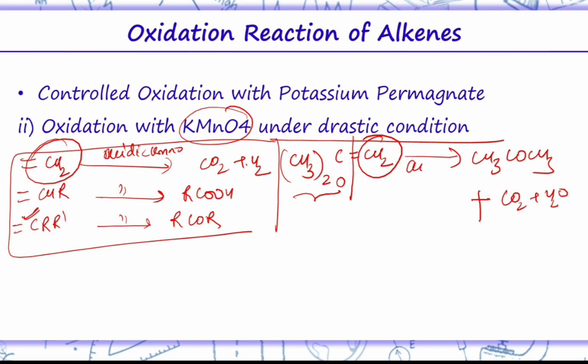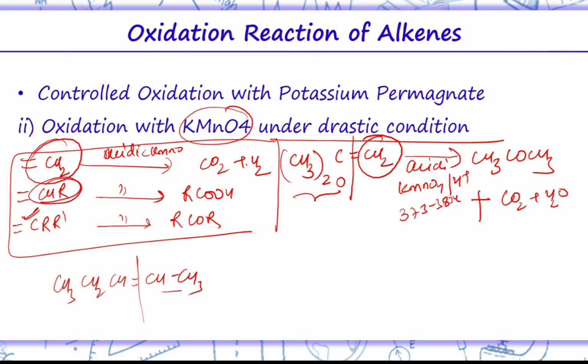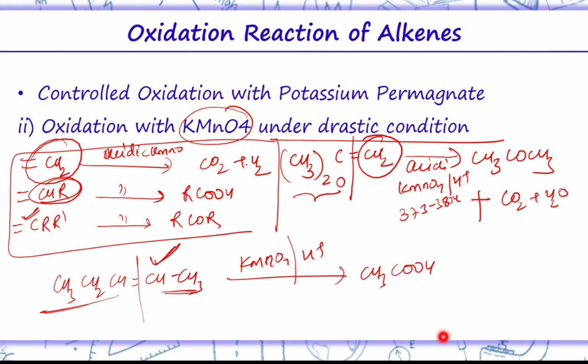Similarly, if we take acidic KMnO4, we can write it as KMnO4 with H plus at 373 to 383 Kelvin. If we have CH3CH2CH=CHCH3, each part is a CHR part. With acidic KMnO4, we get two types of acid: one is ethanoic acid because it has 2 carbons, and here 3 carbons, so it is propanoic acid, CH3CH2COOH.